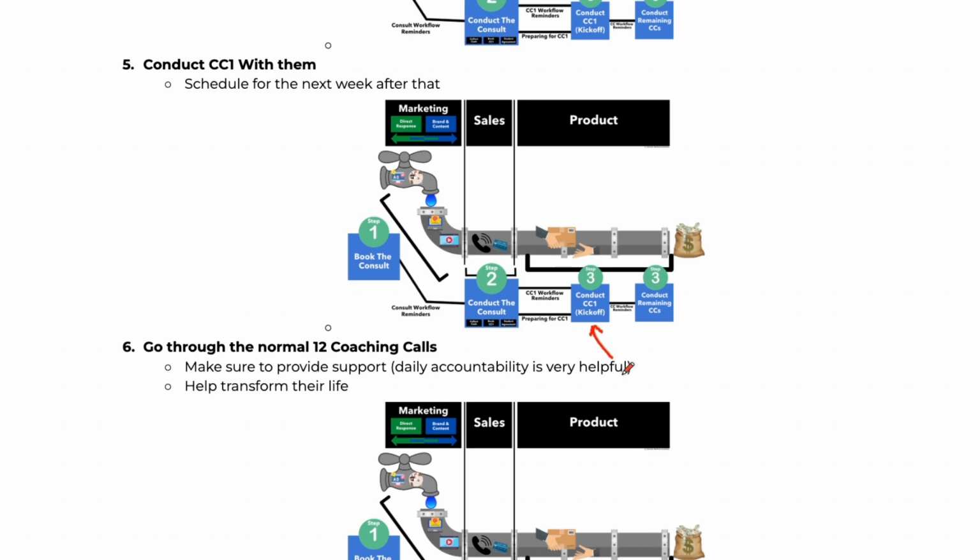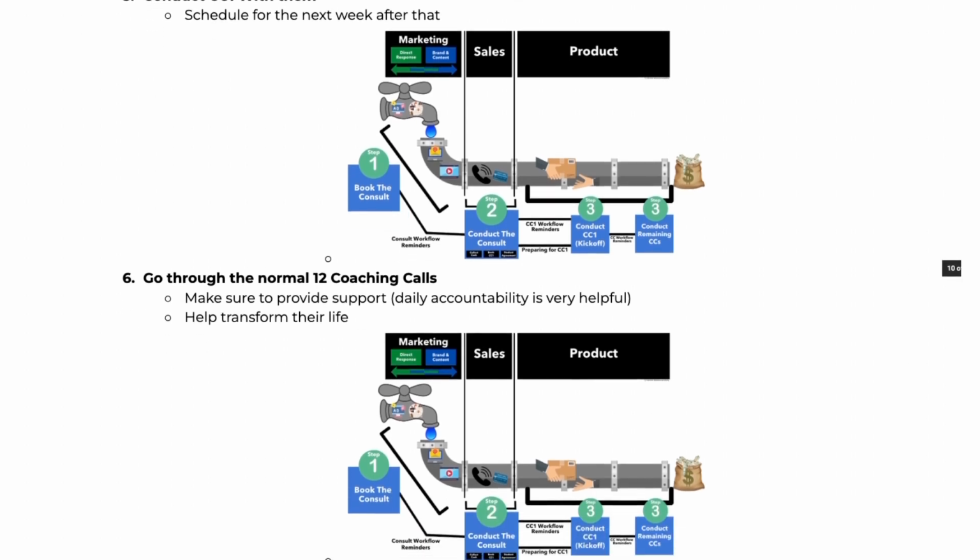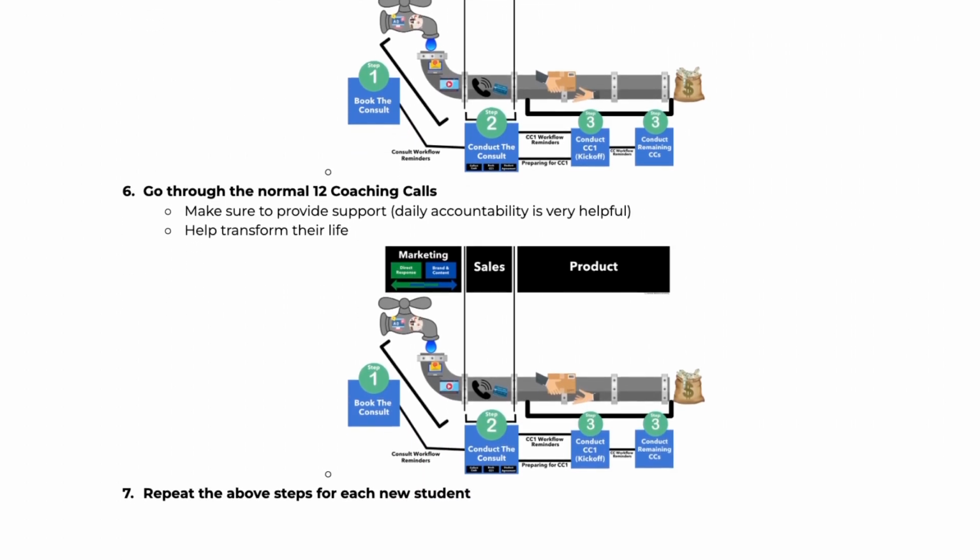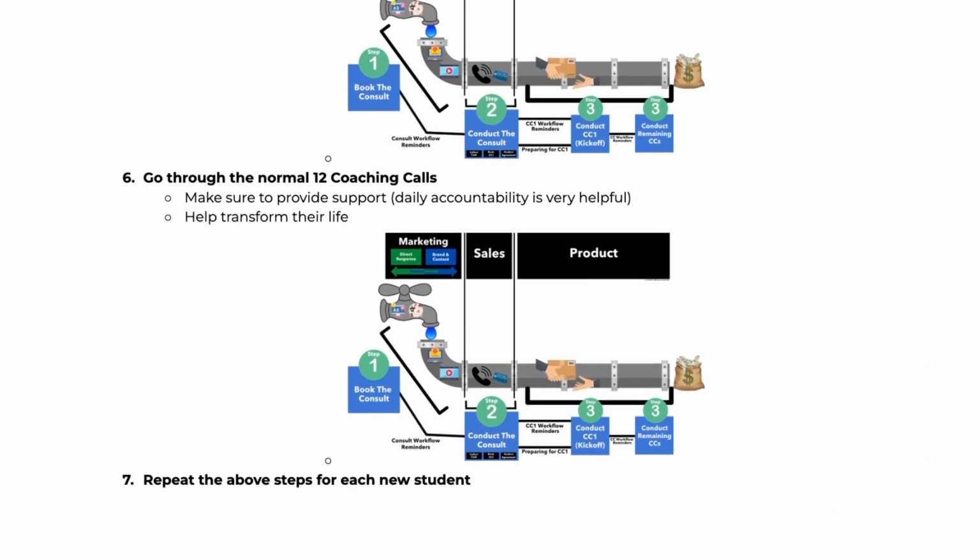And then obviously you'll be able to perfect all of the coaching call workflow reminders for that as well. And then finally, you're going to walk them through the normal 12 coaching calls. Make sure you provide them support. Daily accountability is going to be very helpful for you to practice during this time. We've already talked a lot about that in the past. And you're going to really just provide as much value as possible in order to help transform their life.